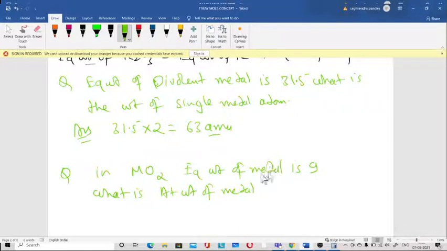Metal means take an element of anything. I just write M to make it E, but I can't write E because E is your equivalent weight, so it is a bit confusing. E is for element also. Just take anything: carbon, sulfur, sodium, potassium, calcium, anything.